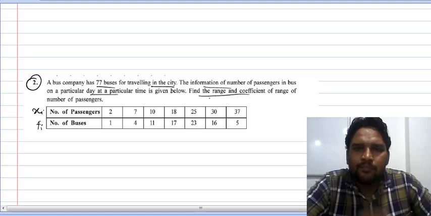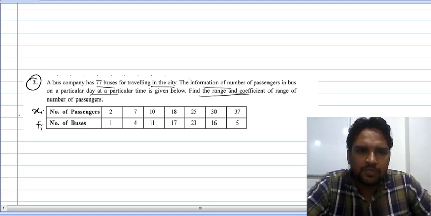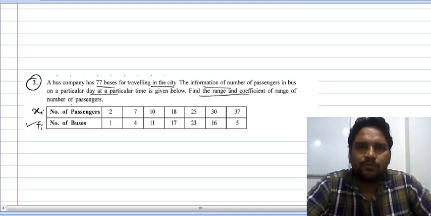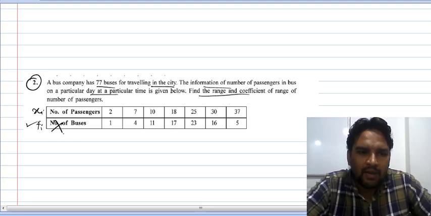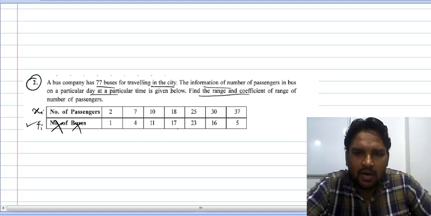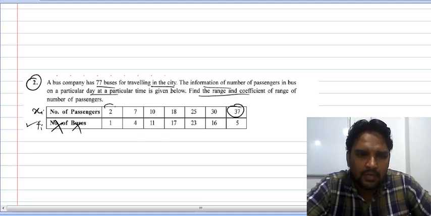Now see, whenever we solve the range question in a frequency distribution, where xi and fi are there, we will consider only the xi value. We will ignore the fi value. We consider only xi. So here, what is the highest observation in xi? 37. And what is the lowest? 2. So mark it as xh and mark it as xl.